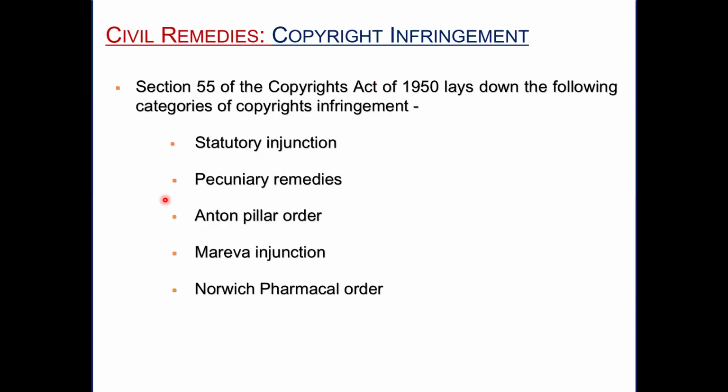Okay. Now let us get into the civil remedies that you can get in case of a copyright infringement. See, this is clearly defined in section 55 of the Copyright Act of 1957. What are the categories of civil remedies in a copyright infringement? One is statutory injunction, then there is pecuniary remedy, then Anton Piller order, Mareva injunction, and finally Norwich Pharmacal order.